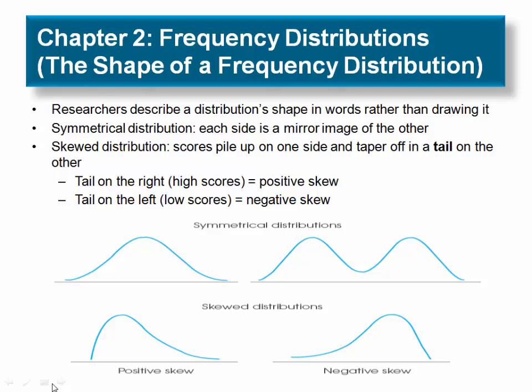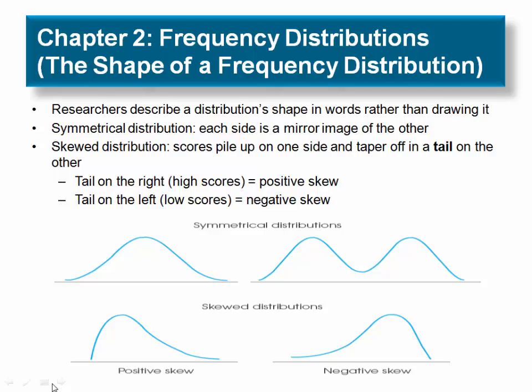What you see on this slide are examples of different shapes for distributions. On the upper left, you see an example of the bell-shaped curve. The bell curve is symmetrical in that the two halves of the bell curve are mirror images of each other.